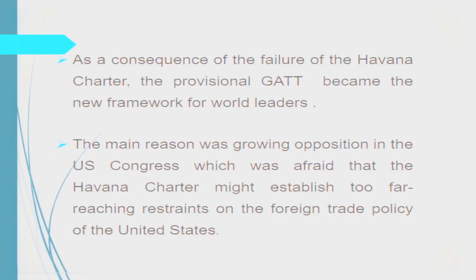The main reason for growing opposition in the US Congress, which was afraid that Havana Charter might establish too far-reaching restraints on the foreign trade policy of the United States. The second reason why ITO could not be established, or there was a failure of this Havana Charter: the US was leading at that time, because US was very instrumental in normalizing the situation after the Second World War, bringing peace and establishing the role of international institutions.